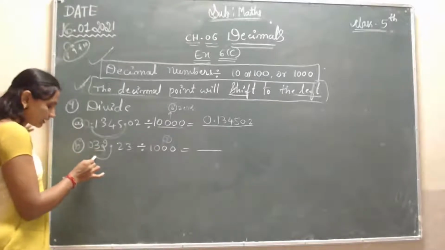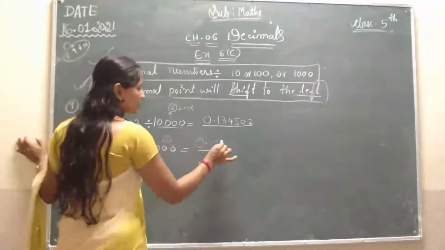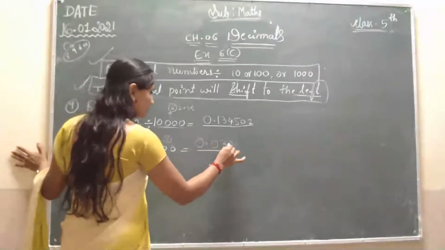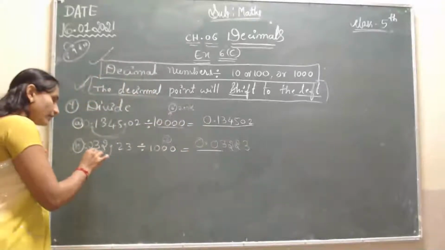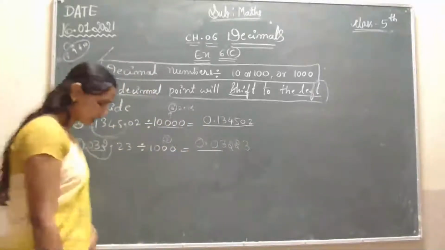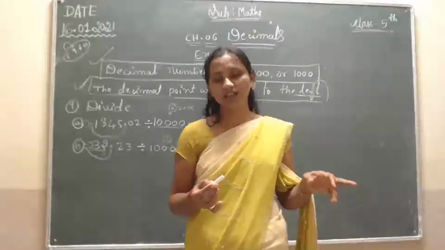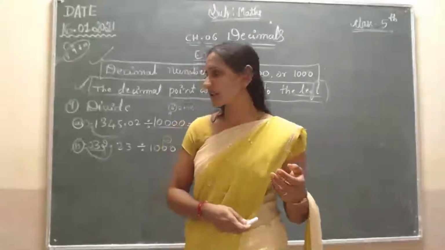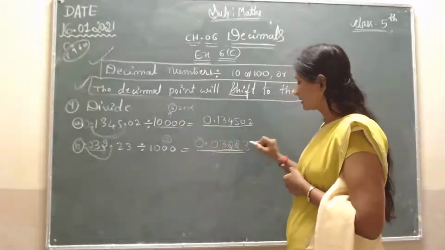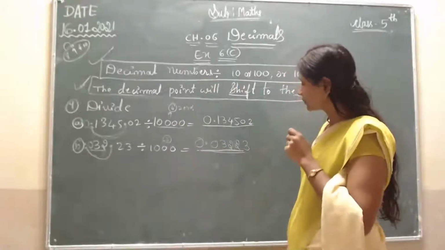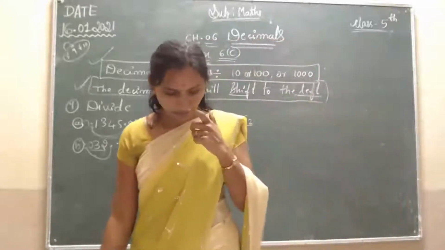So here the point comes here. So the answer is 0.03223. Here only 2 numbers are given, so I already told you, you have to write the zeros. After the point, where no numbers are given, you have to take the zeros. So 0.03223. Okay students, so next question.